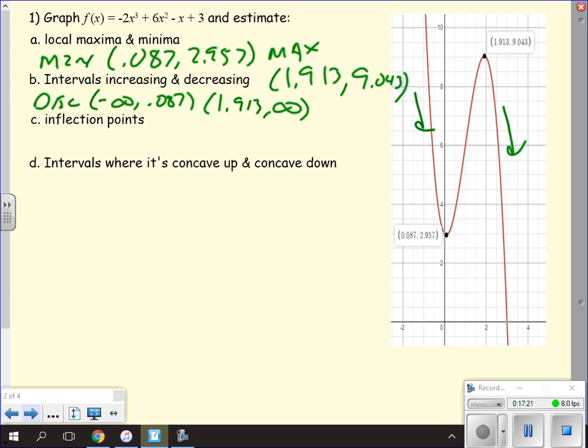And so that's decreasing there. It is increasing between those two points, between the minimum and maximum. So it's increasing from 0.087 to 1.913. It's going up along there.